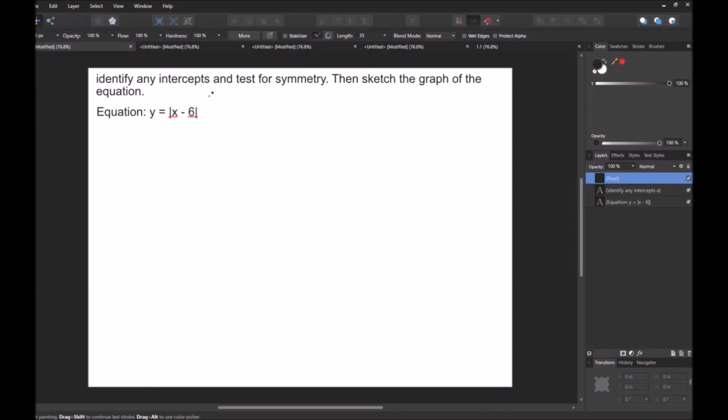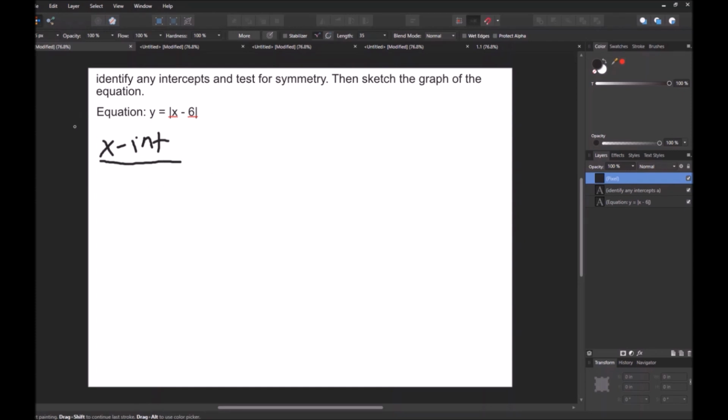Alright, so in this next question we are asked to identify any intercepts and test for symmetry, and then sketch the graph of the equation. So the equation we're given is y equals the absolute value of x minus 6. So let's start off by finding the x and y-intercepts. I'm just going to write this one as x-int, but this just means x-intercept.